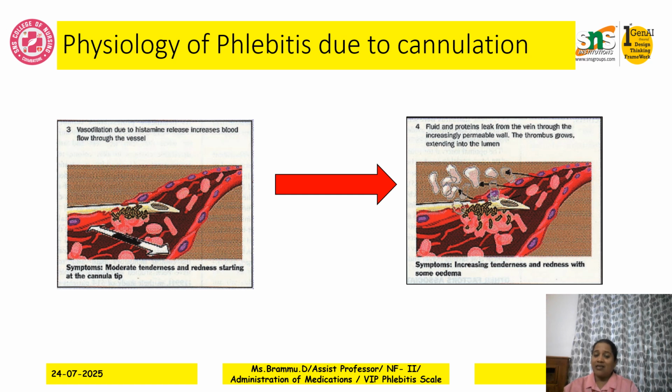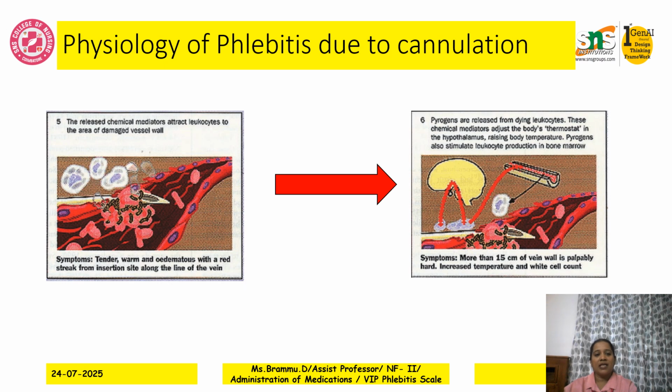And then it proceeds to develop fluid and protein leak from the veins, increasing the permeability of the wall, and you can see there is growing of thrombus into the lumen. So the patient is having very much tenderness. Some patients may also have fluid collection, which we call edema.